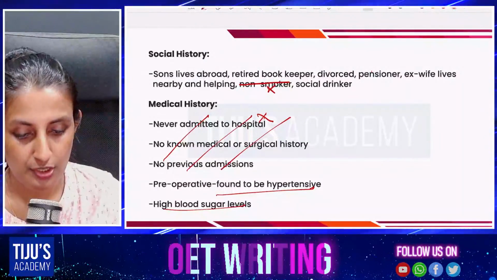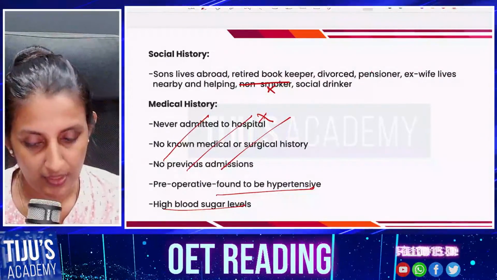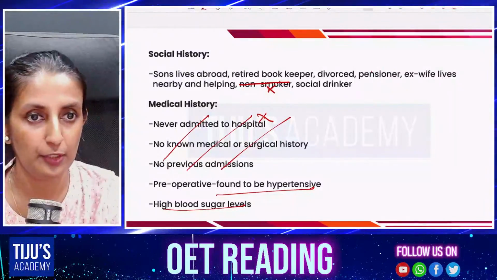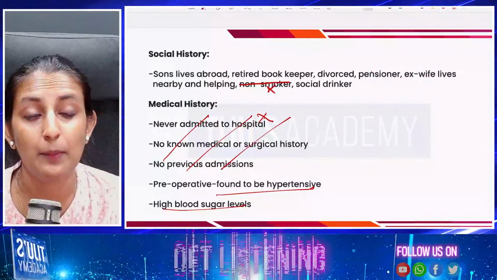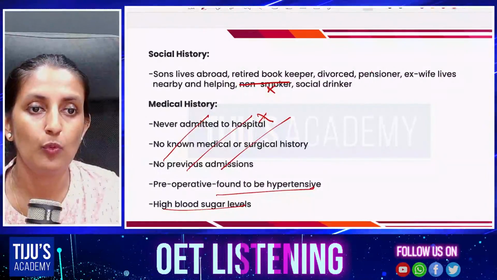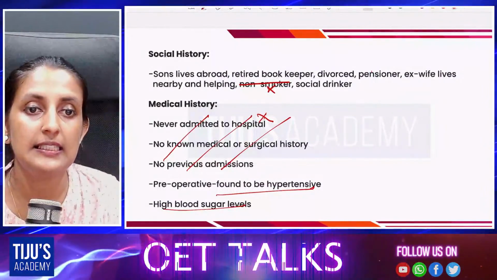So Mr. George is a retired bookkeeper who receives pension. His sons lives abroad. So patientനെ കുറിച്ചാണ് ഫസ്റ്റ് സെൻറ്റൻസ് വരുന്നത്. അപ്പോൾ എന്ത് വരും? Mr. George is a retired bookkeeper who receives pension. Then we will move about his family details. So his son lives abroad.